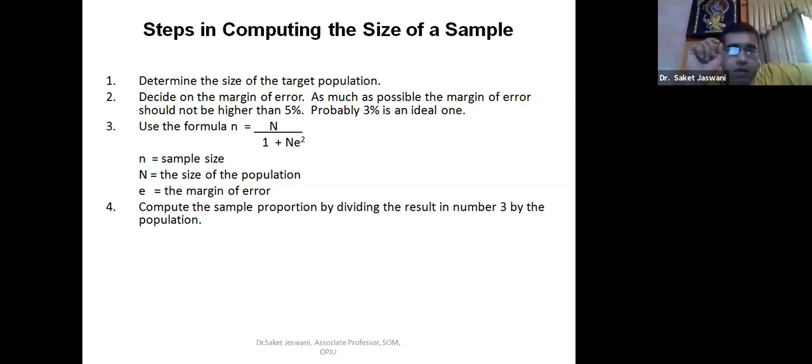One simpler formula I have mentioned here in this slide, where small n is the sample size, which equals capital N, that is the size of the population, divided by 1 plus the size of the population into margin of error square. On the basis of this, you can calculate your sample size. Margin of error is the significance level you are considering in your research work, either 3%, 1%, 5%, or 10%.